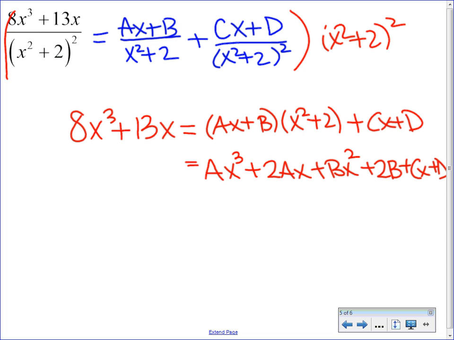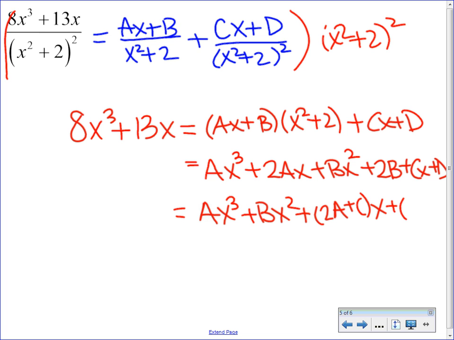And then we need to group like terms together, right? So we only have ax cubed, and we only have bx squared, but we have a 2ax and a cx, so I'm going to group those together. And then our constant term is what? 2b plus d, right? Everyone okay with what I have up there?